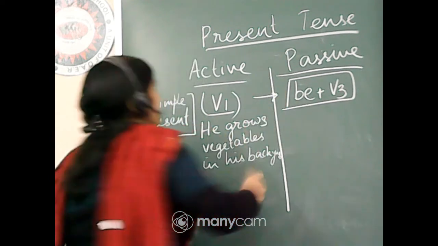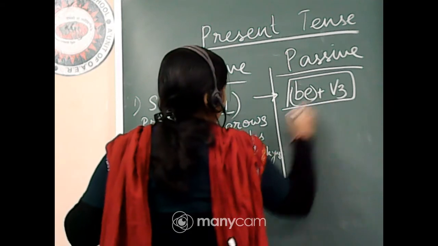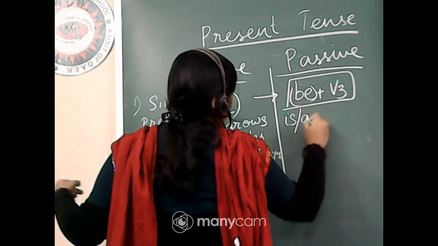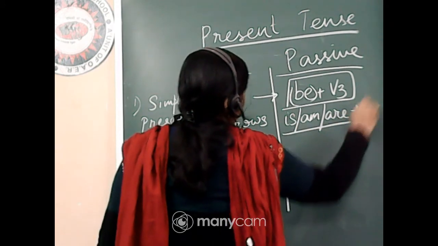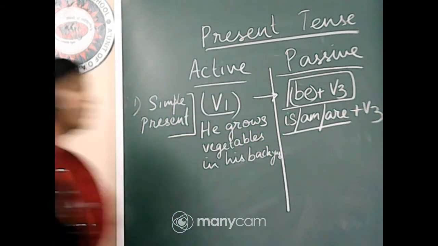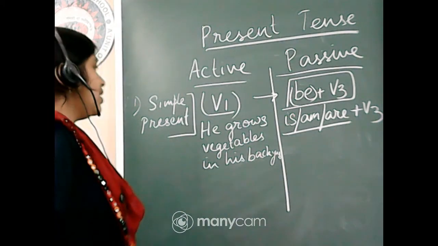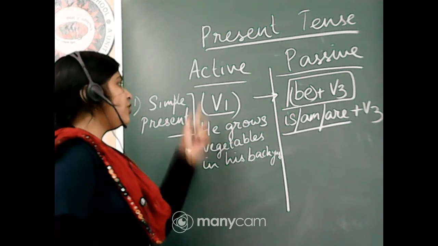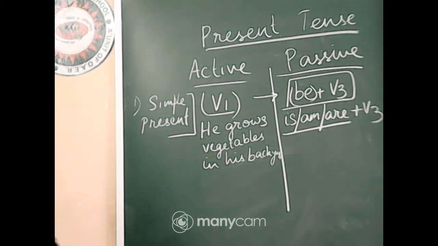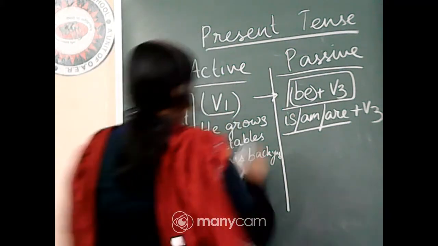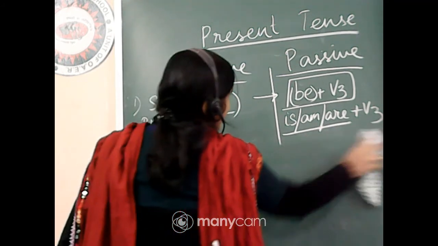So V1 in the active voice becomes be verb plus the V3 form. Now this be verb can be anything. It can be, according to the subject, is, am or are. In the passive voice, whatever subject is there, according to that the be verb will be changed. So he grows vegetables in his backyard becomes vegetables are grown by him in his backyard. Understood? So this is the first form, simple present tense. It will become be plus V3.